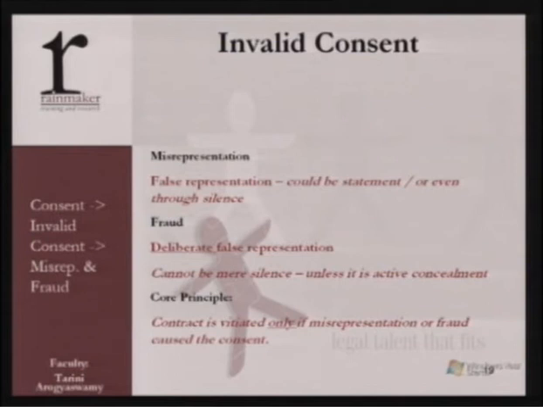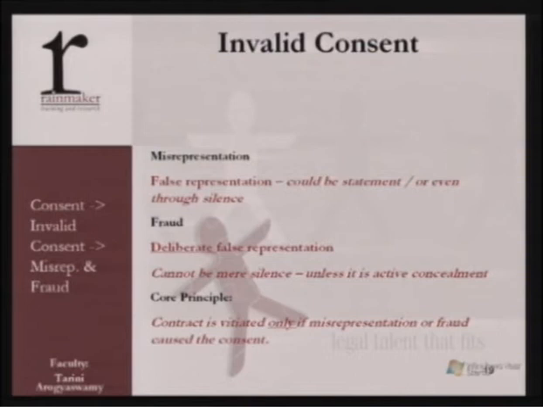In the earlier situation where we looked at mistake, the contract is void. It is a legal nullity. In that situation, the contract is considered as if it never existed, and the parties are put back in the position they would have been in if they had never entered into the contract. Here, in invalid consent situations, a legally vitiating factor, a factor that could make the contract voidable, is misrepresentation, false representation. It could be a statement, or it could be even through silence.